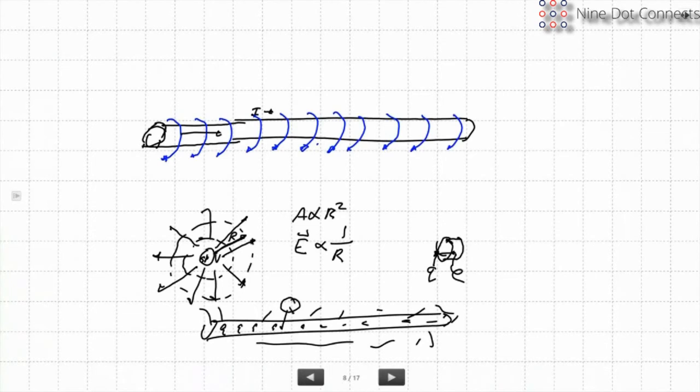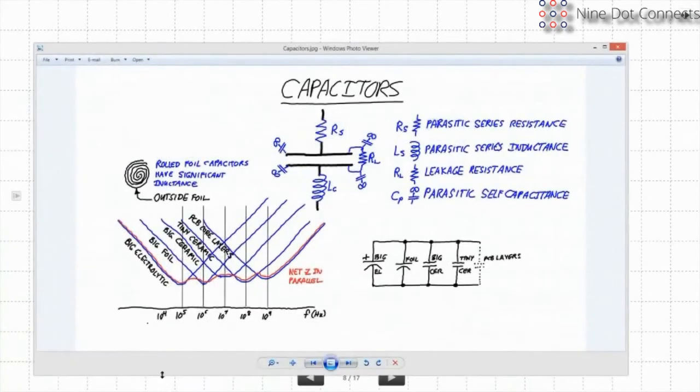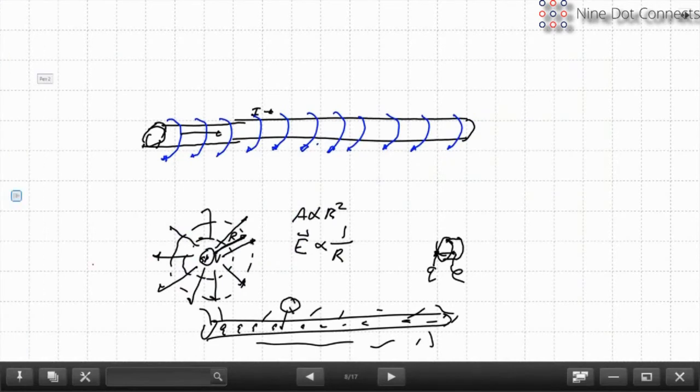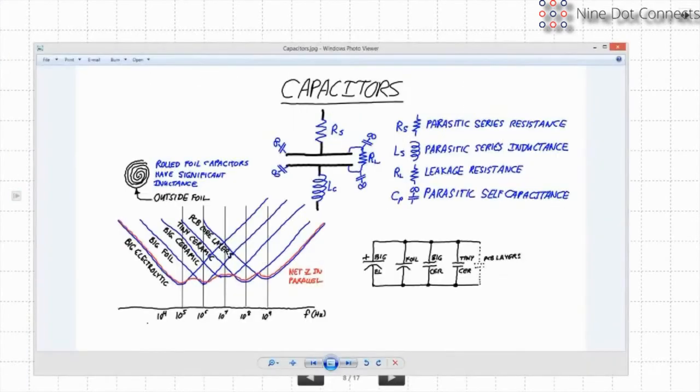Let's talk about capacitors for a second. Capacitors themselves have equivalent things. They have series resistance in them. The series resistance is in series with the wires, which are part of what's stopping you. There's the inductance that's again part of the wires.